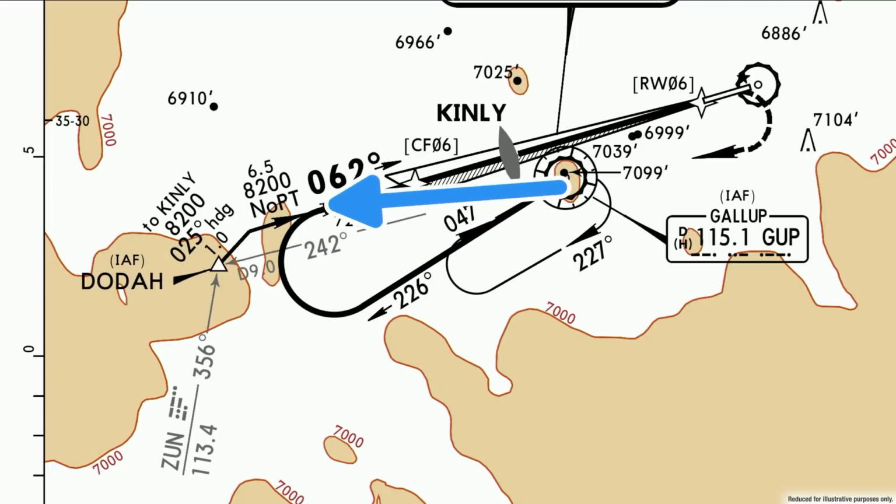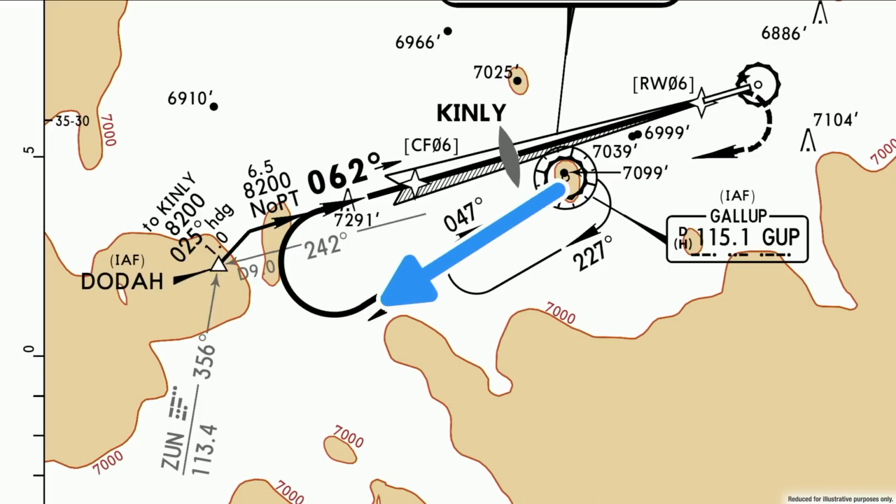This is a 16-degree procedure turn. 16 degrees from here to here. So 8/8 would be 1 mile. 16/8 would be 2 miles. Essentially, 16 degrees, it's going to be 2 miles.